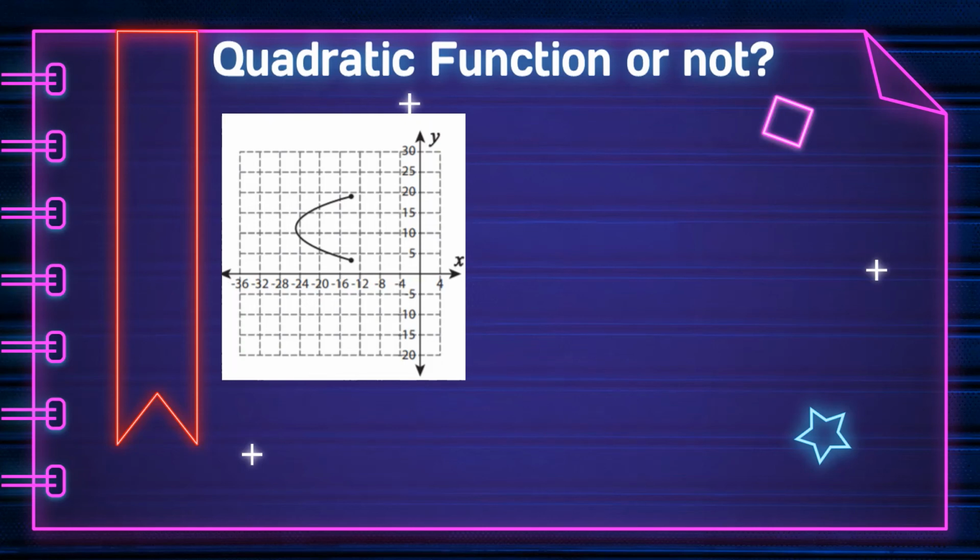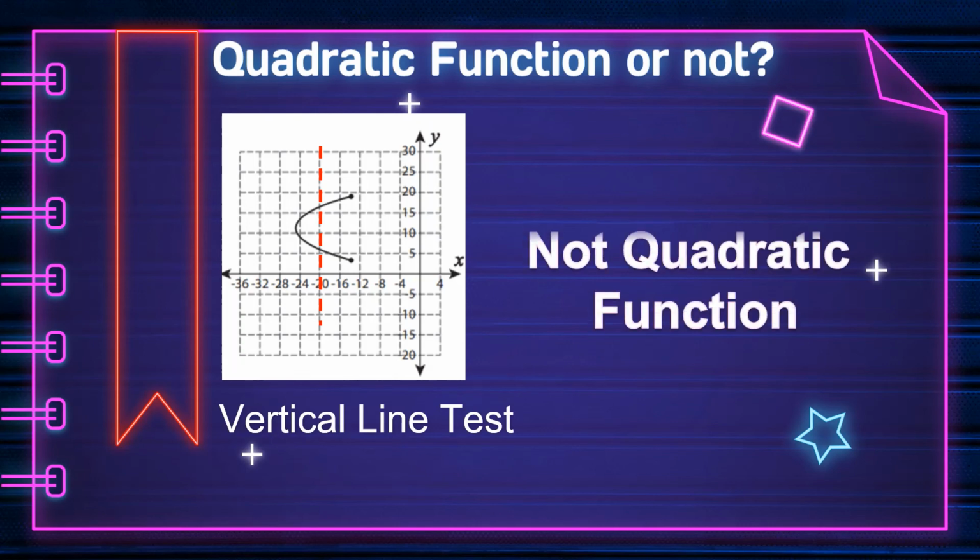What if the graph opens to the right? Is it a quadratic function? So let us test. Using the vertical line test, if this line passes the graph more than once, then it is not a quadratic function. So let us draw the vertical line test. Ilang beses dumaan yung vertical line test natin doon sa graph? So 2 beses. That's why it is not a quadratic function.